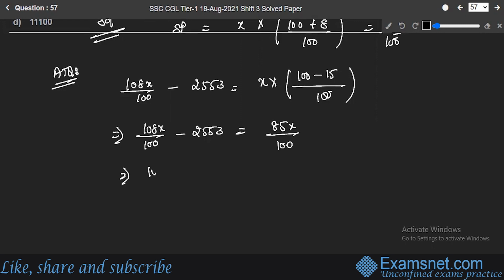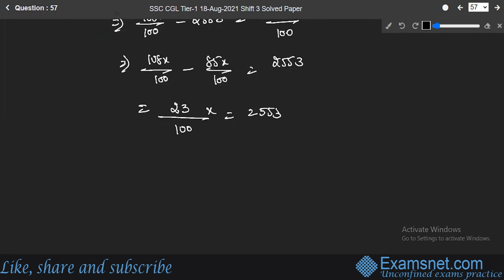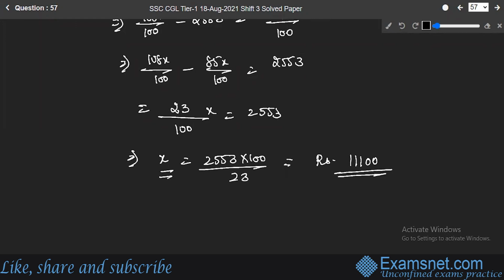So solving this, you have 108x upon 100 minus 85x upon 100 is equal to 2553, which will be equal to 23 upon 100 into x is equal to 2553. So you will have x is equal to 2553 multiplied by 100 divided by 23, which will be equal to rupees 11100. So this is the correct answer to the question. No, sorry, this is not the answer to the question. You got the value of your x, right?